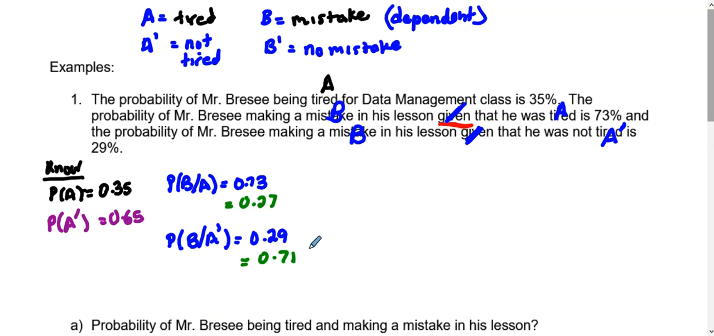Okay. So when I look at that, the question now is, what's the notation? Well, my notation for this one is that before it was making a mistake given he was tired, 73%, while the probability of me not making a mistake, so B complement, given A, is 27%.